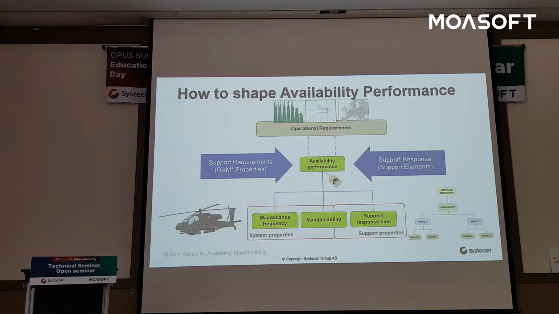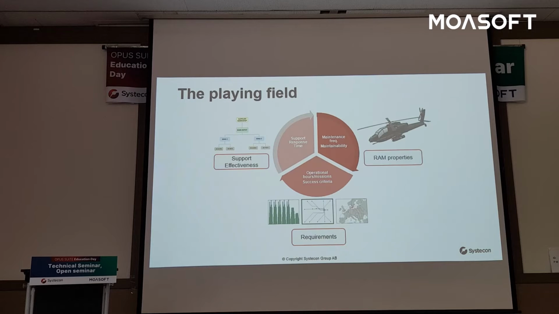And again, everything has a cost. We need a balance towards the cost. Those are the three main areas of this playing field, or this world that we are trying to model and trying to analyze and understand. It's the support effectiveness, it's the reliability, availability, and maintainability properties, and also, of course, the operational requirements. Which all sums up to a cost.